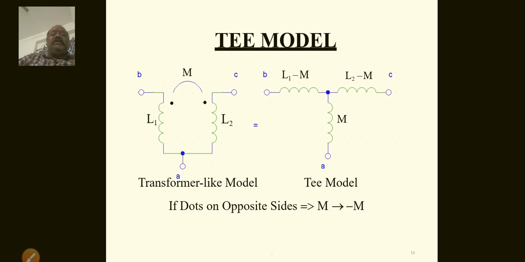Try to understand this. If we take again L1 and L2 in the T model, like a transformer model, when the dots are on opposite sides, M tends to minus M. Here the dots are on the same side, so M is there, L1 minus M and L2 minus M. And this is the T model of the equivalent circuit.